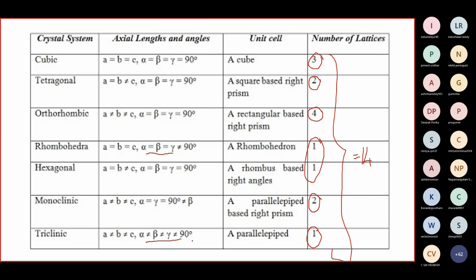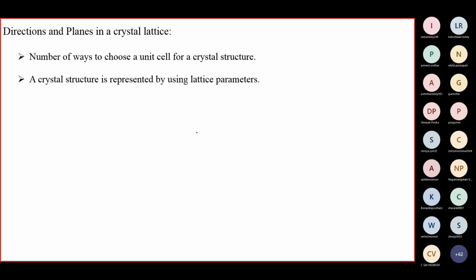Okay. Now, next is the directions and planes in a crystal lattice. There are a number of ways to choose a unique cell for a crystal structure. For example, a crystal structure is represented by using lattice parameters. So how do we represent a crystal structure? Starting with the lattice parameters, right? Then why should we define direction? That is the very important concept here. Why should we define a direction in a crystal? It's very important because crystals have properties that depend on direction.